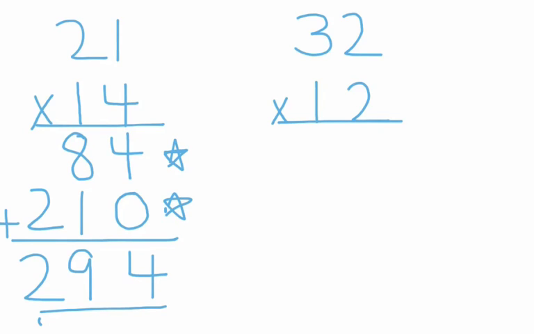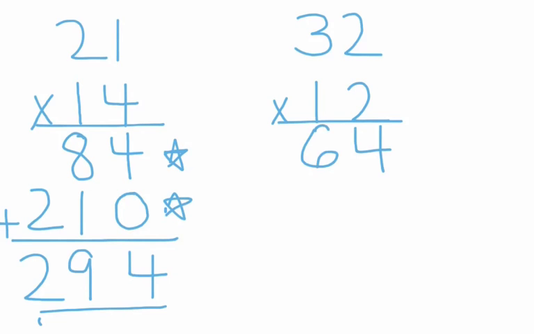32 times 12. 2 times 2 is 4. Now, what are we going to multiply next? We're going to multiply the 2 on the bottom by the tens place. Always, always multiply by the ones place on the top first, then the tens place on the top. So 2 times 3 is 6.